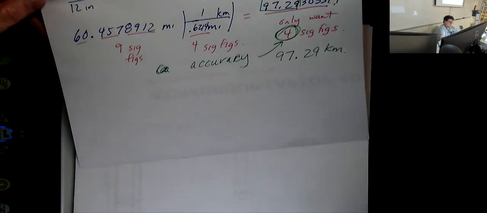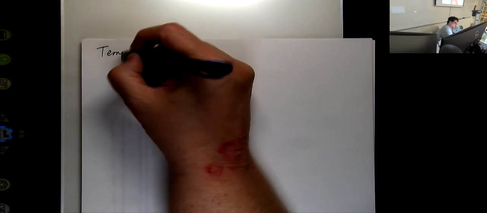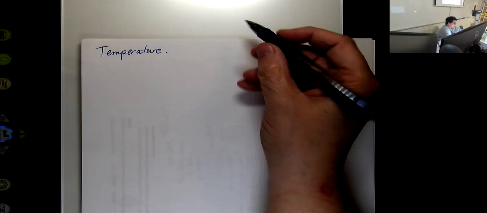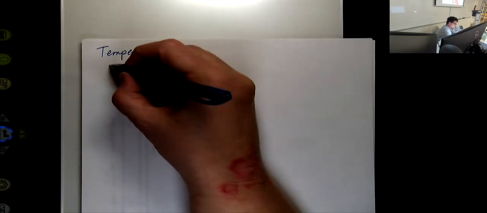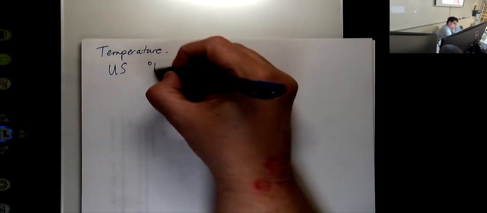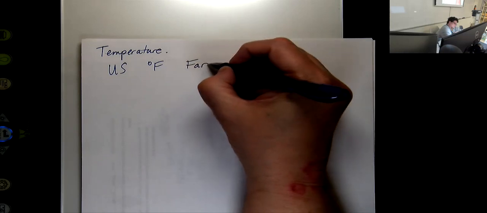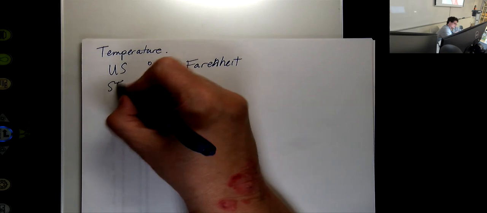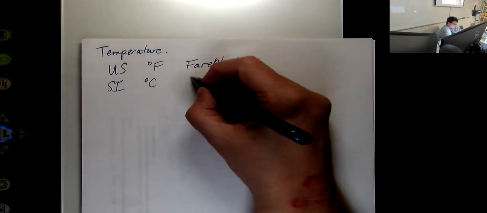Let's take a look at the last topic, not even the last topic in this section. Let's look at another one that we've not dealt with, temperature. The temperature between the two systems. In the US, we use Fahrenheit. And in the SI system, they use Celsius.